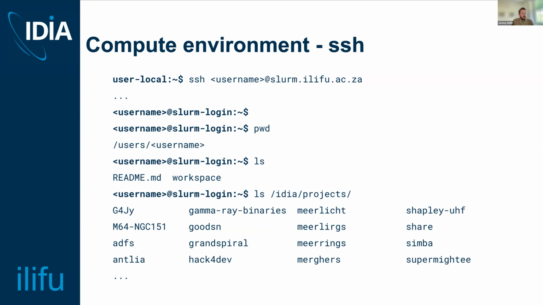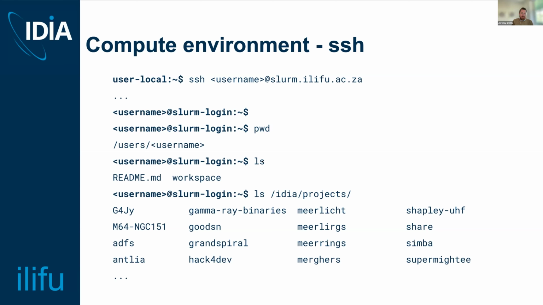But you'll also see that the command line prefix will change to indicate that you're now on the Slurm login node. So that's the head node in the Slurm cluster. And you can now run commands within the shell environment on the ilifu cluster. You can show your current path using the pwd command, print working directory. And you can also list the contents of your working directory with ls.